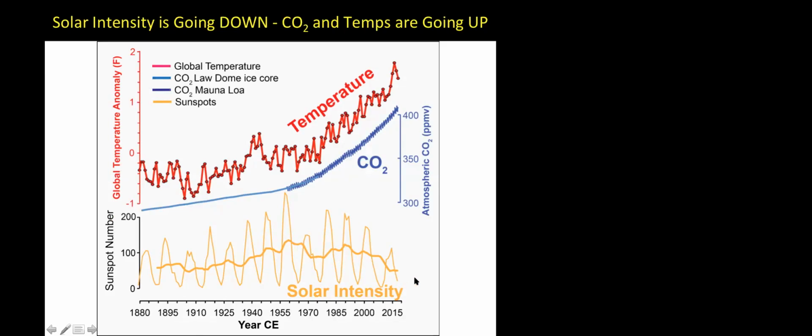It's been going down, down, down, down, down, at the same time that our temperatures have been going up, up, up, up, up, along with CO2. So if there were no human CO2 in the atmosphere, what we would expect to have happened is a slight warming in the early part of the 20th century, and then a cooling since around 1960. Instead, what we've seen is this dramatic warming because of the CO2.